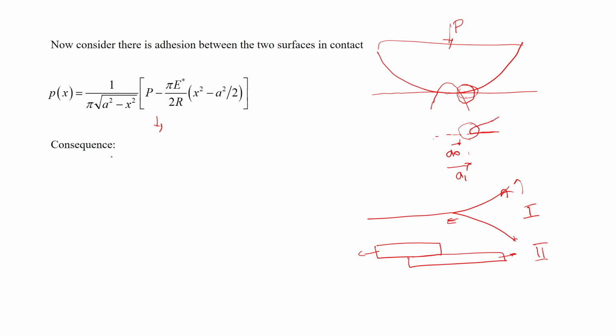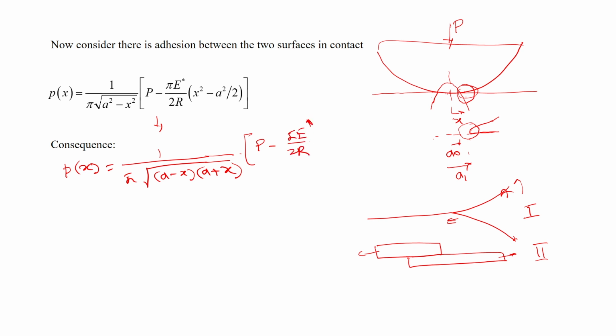For example, here I can write this p(x) as 1 upon pi times the square root of (a minus x) into (a plus x), and x is what, from the center towards the outer edge. So, x is distance, x is less than or equal to a, and then here I have p minus pi E star by 2R into (x squared minus a squared by 2), like that.